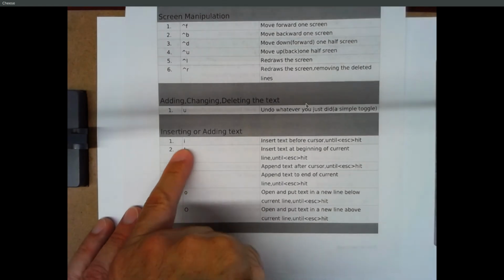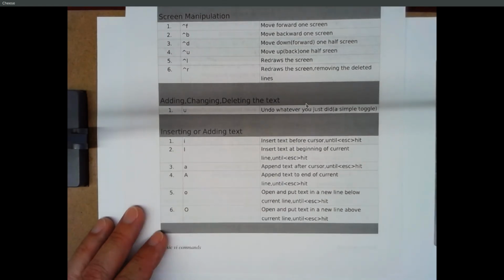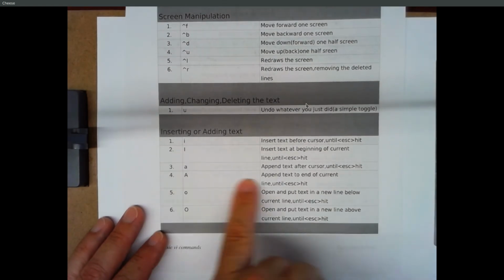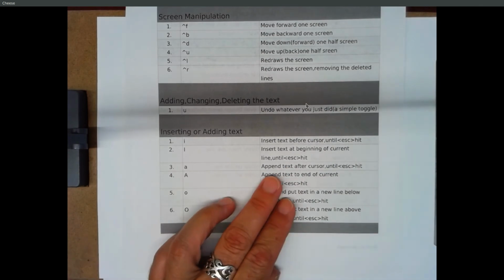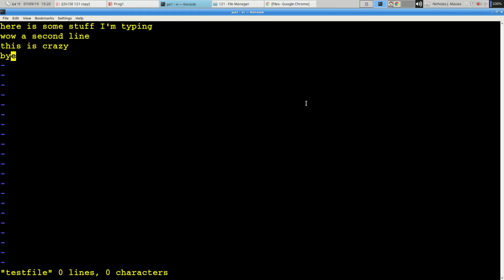For example, if you're in command mode and you hit an I, it puts you into insert mode. If you put an A, it puts you into insert mode, but it starts after the cursor's location. So right now, if I say I, and I start typing, it's going to come out right before where the cursor is. So I typed I, if I type 1, 2, 3, it came out before the E.